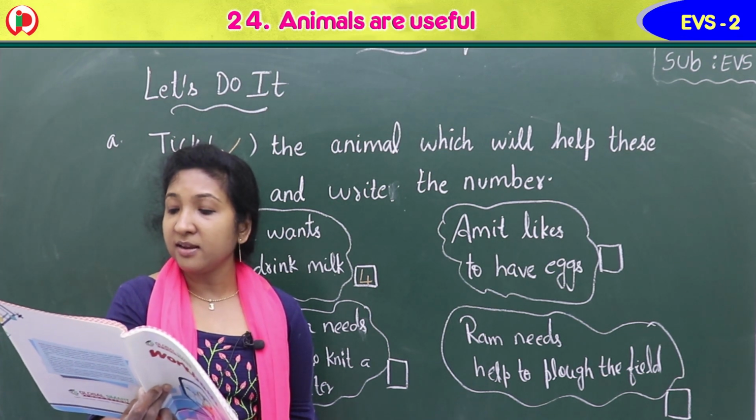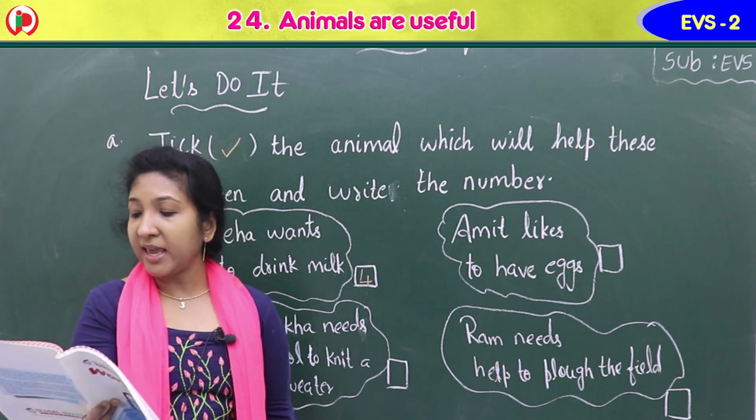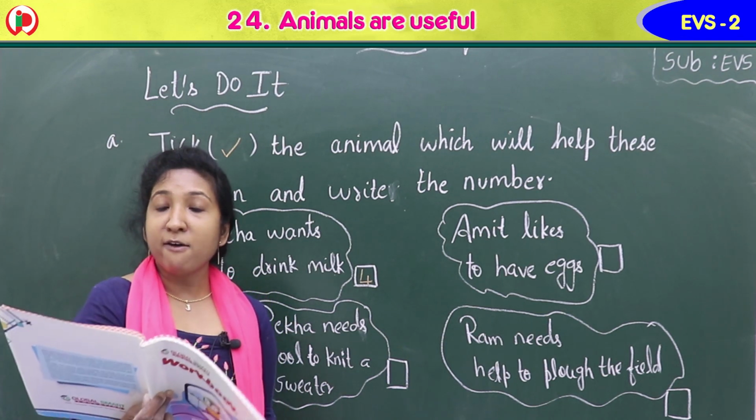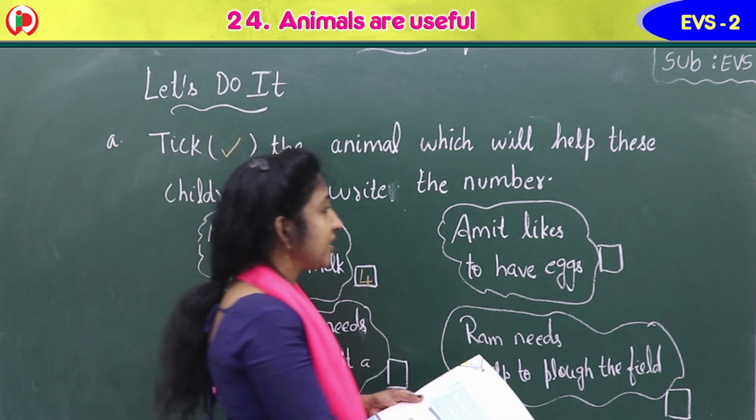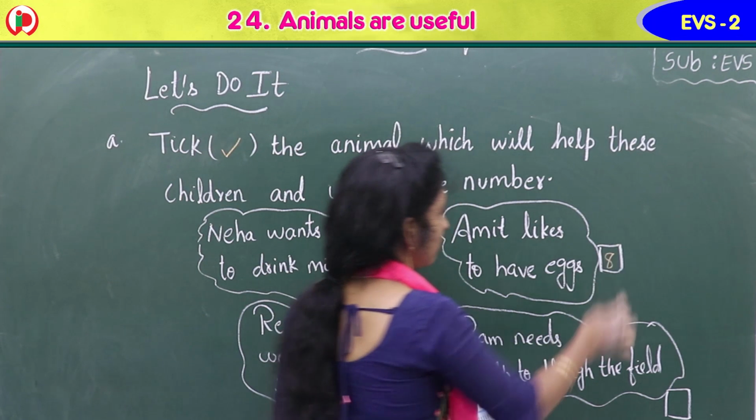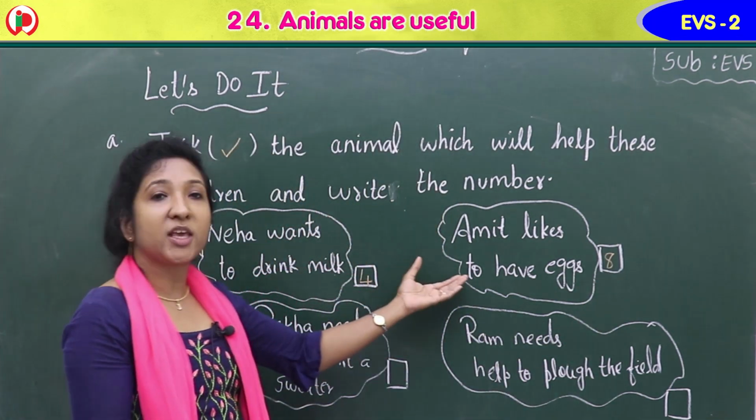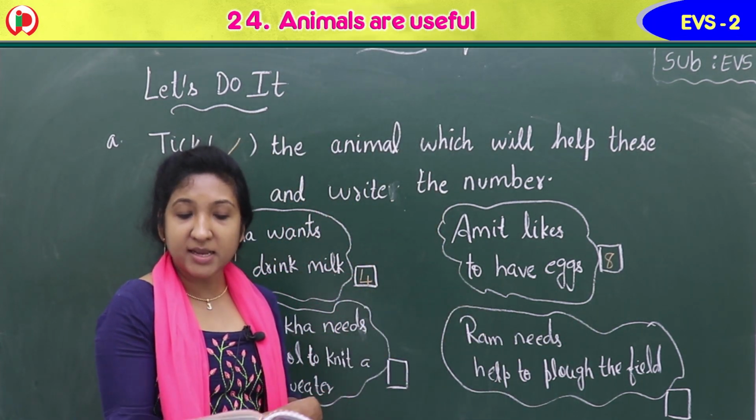Yes, which number it is? Yes, it is in 8th number. 8th number images of a hen. So you can write the number here, 8. That animal helps to give eggs to Amit, isn't it? Yes.